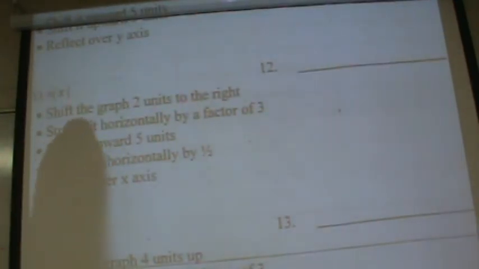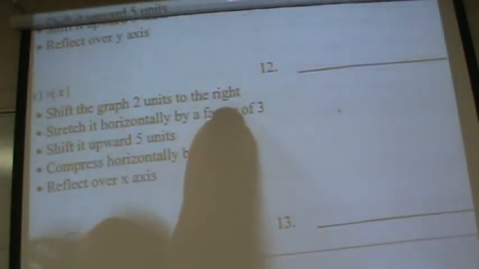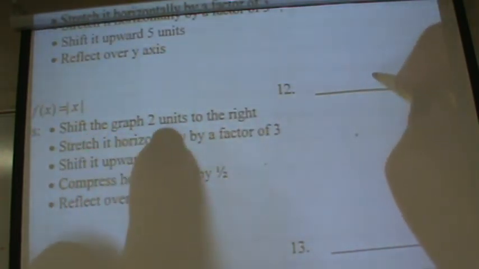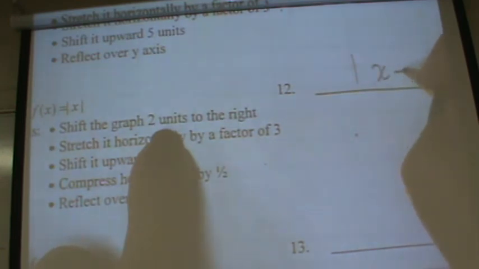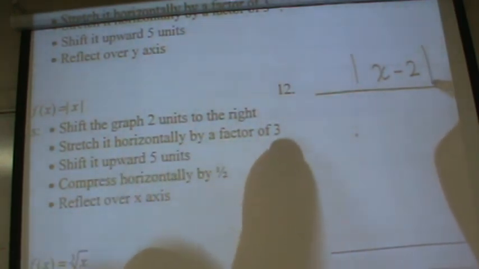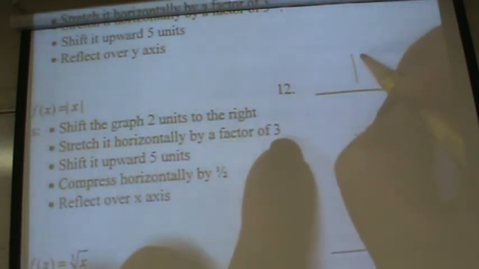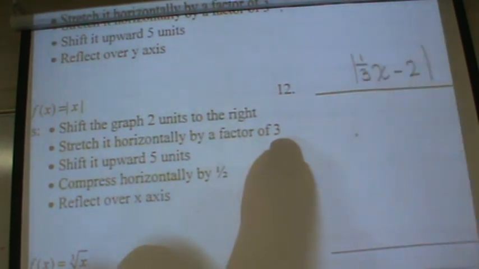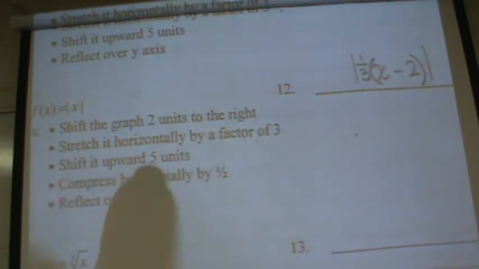Next one, 12. We're going to shift this graph 2 units to the right, and it's the absolute value. So 2 units to the right, what are you going to write? X minus 2. We're going to stretch it horizontally by a factor of 3. Should I put a 1/3 here and leave it? You need parentheses here. We're going to shift it up 5 units.